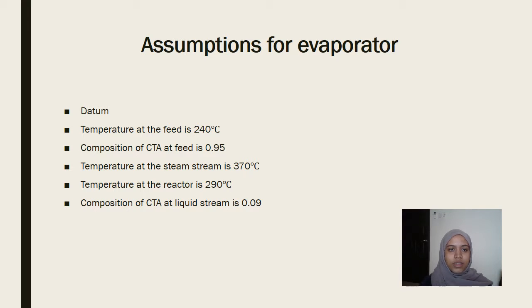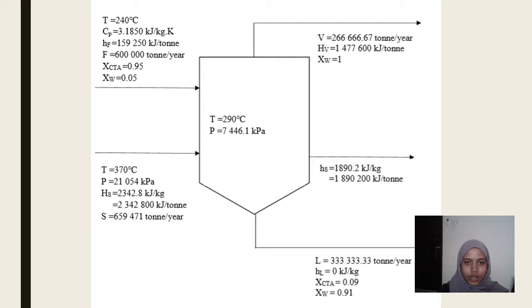Next, these are the assumptions for the evaporator. The first one is no boiling point elevation in temperature, and the temperature at the feed is 240 degrees Celsius. The composition of CTA at feed is 0.95. Temperature at the steam stream is 370 degrees Celsius. Temperature at the reactor is 290 degrees Celsius, which is in between 240 and 370 degrees Celsius. And the composition of CTA at the liquid stream is 0.09. This is the diagram for the evaporator.